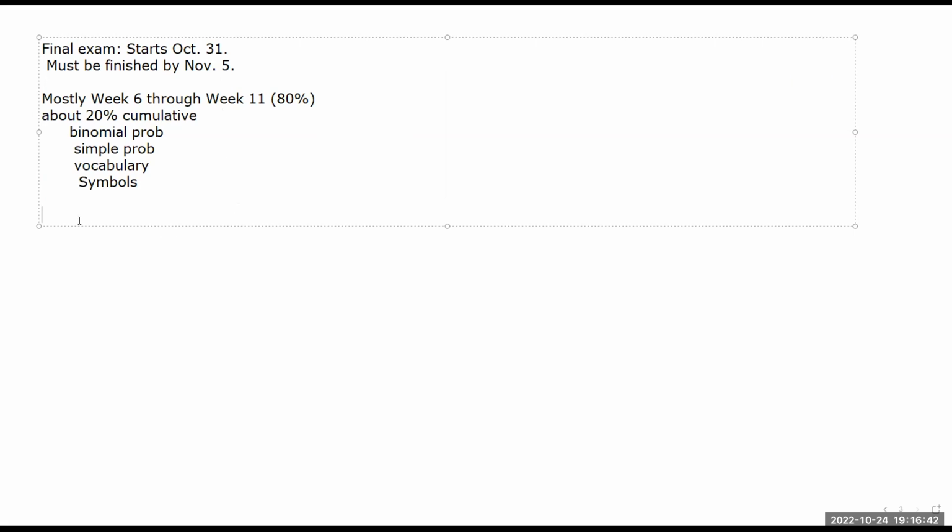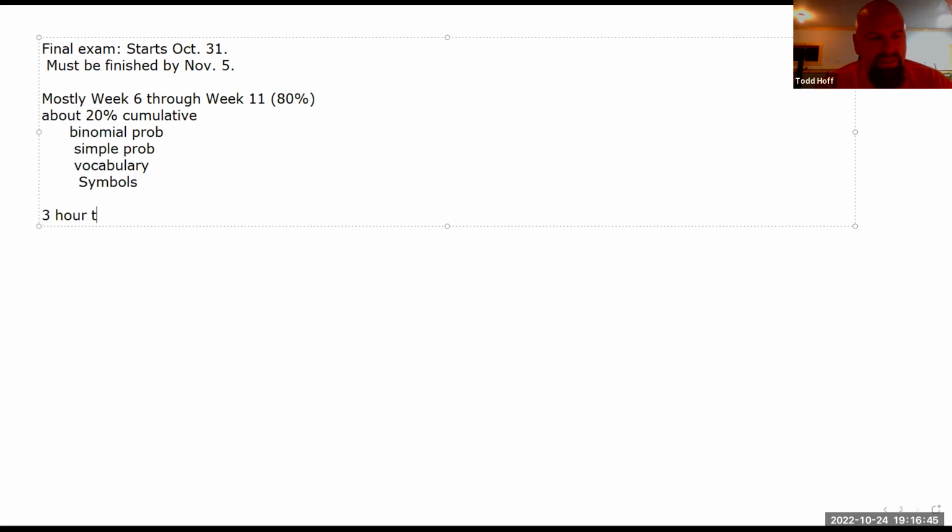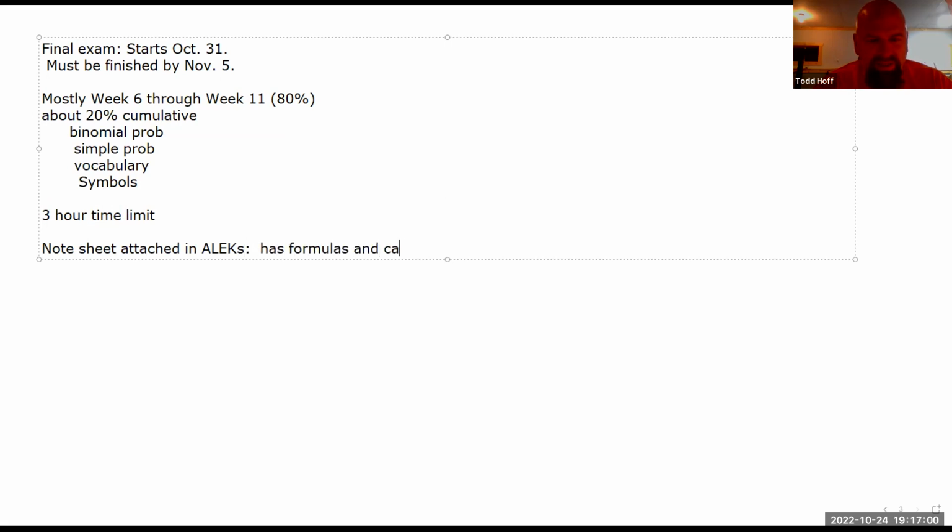Awesome, thanks. So there is a 3-hour time limit. Remember, again, there is a note sheet that is attached in ALEKS. It has formulas and calculator commands in it. And you get that by going into ALEKS, and I'm going into settings, and I don't know why this isn't loading for me. Here it's loading. Okay, good. I'm going to go out of here and I'm going to switch screens.